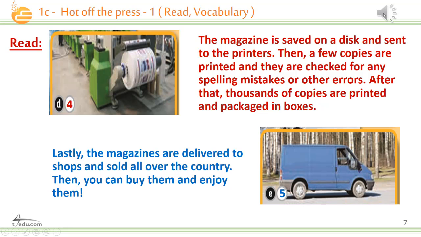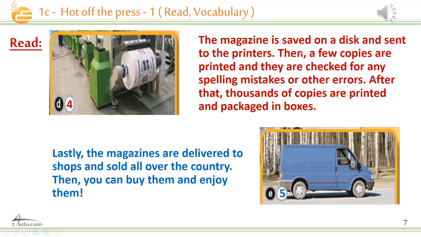Listen carefully now. 4. D. The magazine is saved on a disc and sent to the printers. Then a few copies are printed and they are checked for any spelling mistakes or other errors. After that, thousands of copies are printed and packaged in boxes. 5. E. Lastly, the magazines are delivered to shops and sold all over the country. Then you can buy them and enjoy them.